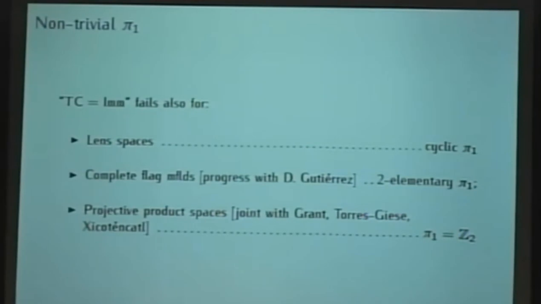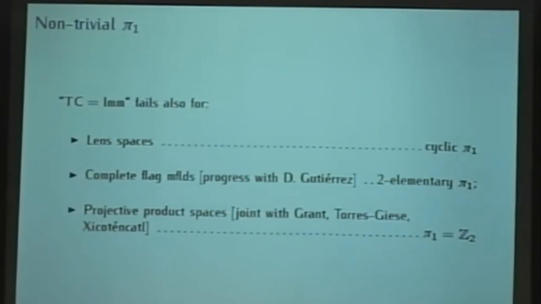And well, the obvious generalizations do not work. Namely, here's some work, some of it still in progress: for lens spaces, the equality fails. Actually, lens spaces, as the torsion increases, behave like complex projective spaces, and you can actually compute TC of those things. And of course, lens spaces have a cyclic, non-trivial fundamental group. Complete flat manifolds, which are very natural generalizations of real projective spaces, also fail, and they have an elementary abelian 2-group.